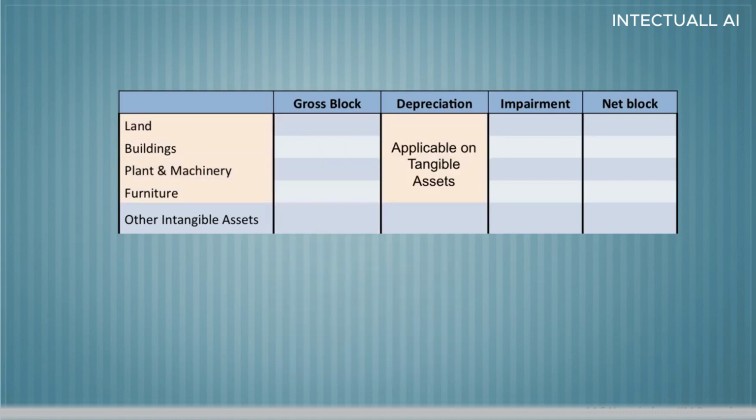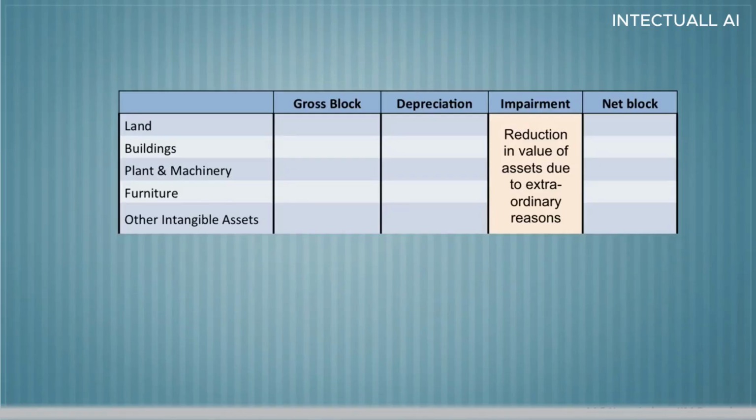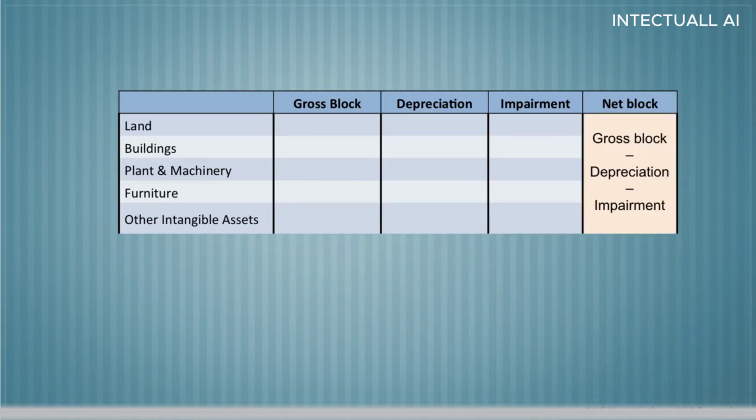The term depreciation is related to tangible assets. If you buy an intangible asset like a brand, it is also charged to the P&L account over the years. We call this amortization. Suppose a telecom company pays spectrum fee to get a license. It is amortized over a period of 15 to 20 years based on the license agreement. The next column is the impairment. Impairment is reduction in the value of an asset due to extraordinary reasons. It is similar to depreciation. And the last column shows the net block value of the asset. It is equal to gross block less depreciation and impairment.